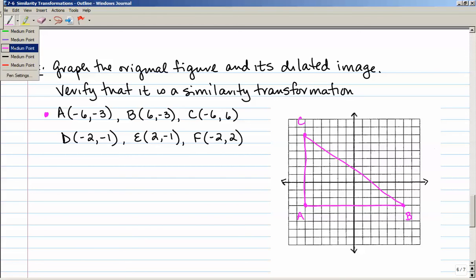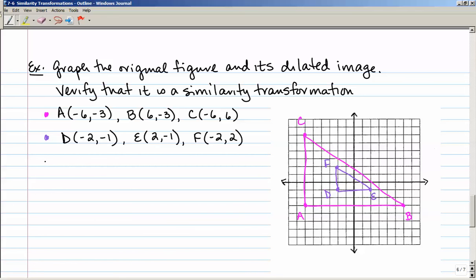Okay, and let's graph triangle DEF. I'll do that one in purple. -2, -1, 2, -1, and -2, 2. And that's DEF. And we need to verify that this is a similarity transformation, that this is indeed a dilation. So we go from a larger triangle to a smaller triangle, that this is a reduction, and that the two triangles are similar to each other.